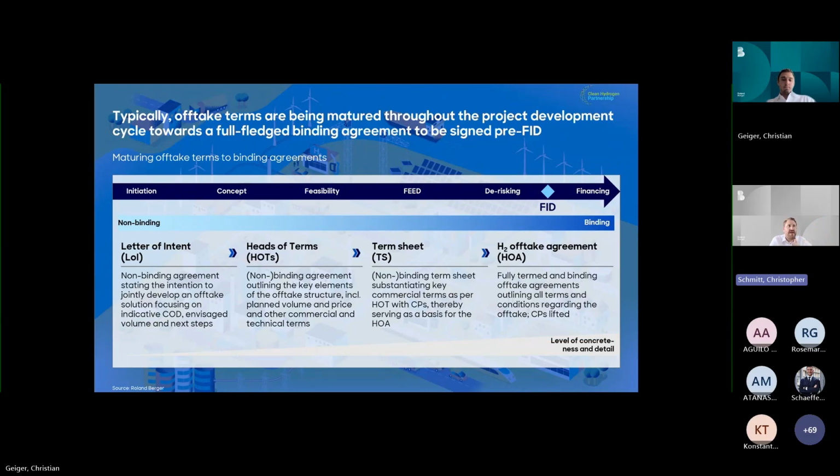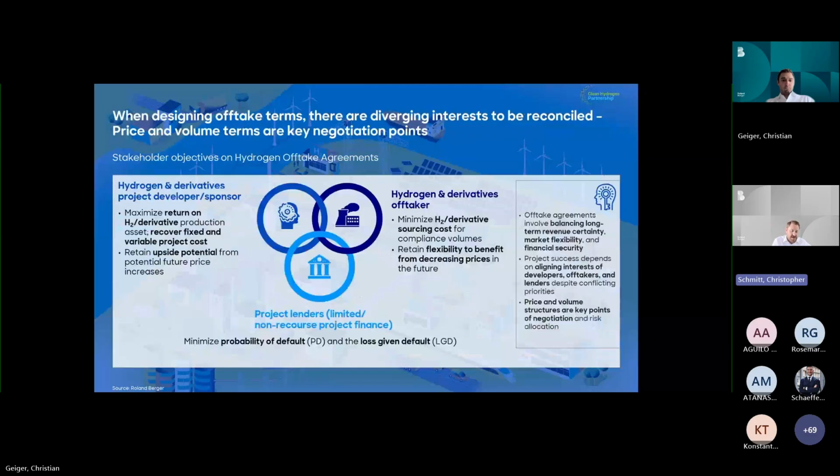And then at FID, you need to have a fully termed and binding offtake agreement in place, where those CPs, the conditions precedent, are then lifted so that both equity and debt providers can look at this and say, well, this is a commercial case that is sufficiently firm for me to actually finance this. So that's, in an ideal typical sequence, how the process should evolve.